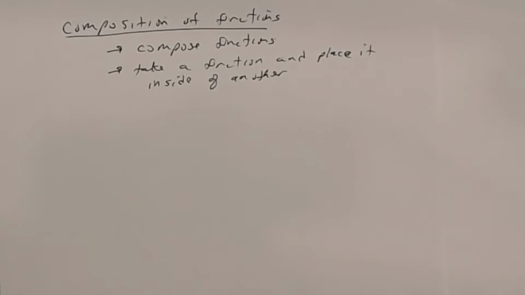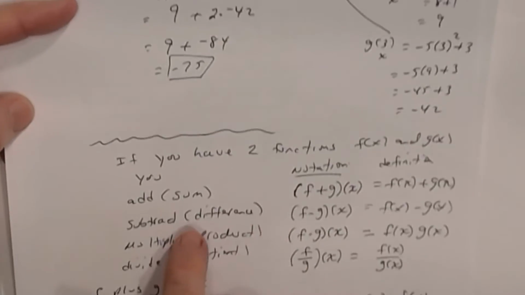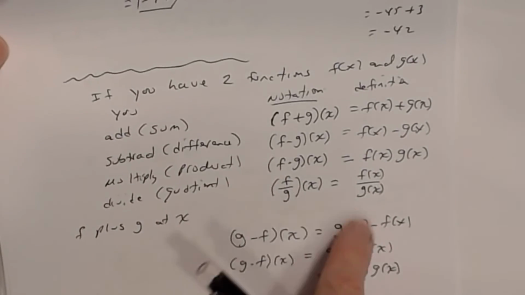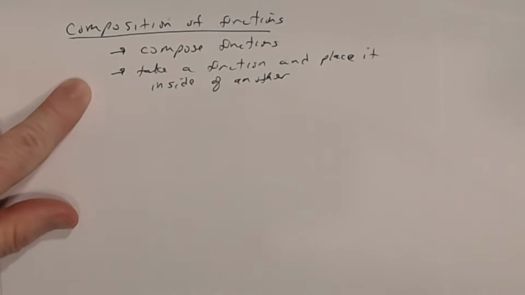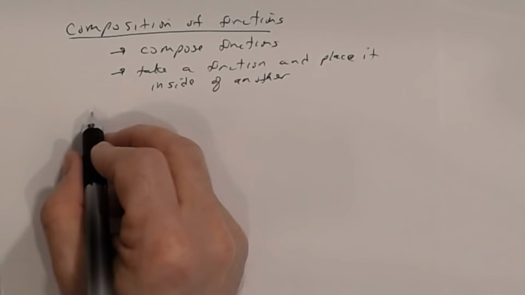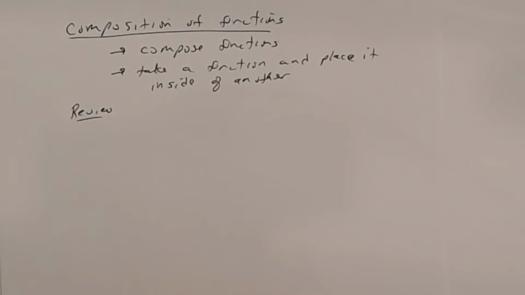That is not the same thing as what we did previously with combination of functions. Combination of functions is where you add, subtract, multiply, divide. Nowhere did we put one inside of another. This is different. This is called composition of functions. And so let's look at a review for this, and then we'll look at some examples.